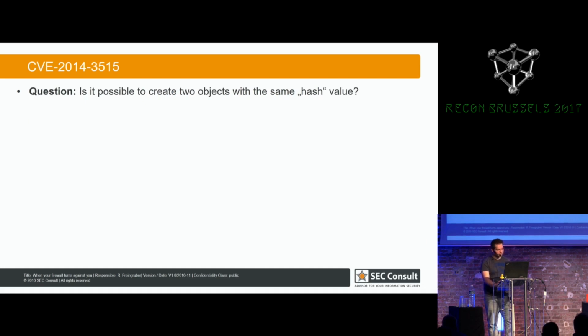So the question now is, can we find 2 objects which have the same hash? And the first answer is no, you cannot, because the input for the hash also contains the object number. So if I have 2 objects, the object number will be 1 and 2, so they will result in different hashes. But we can abuse another problem here, a type confusion bug.